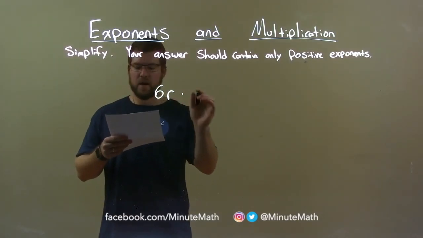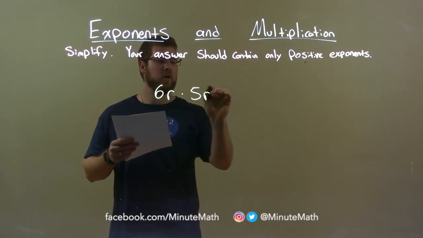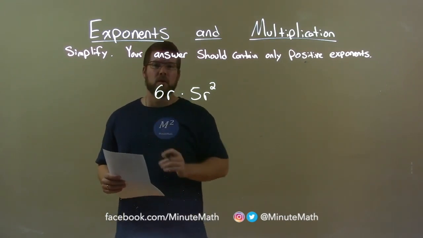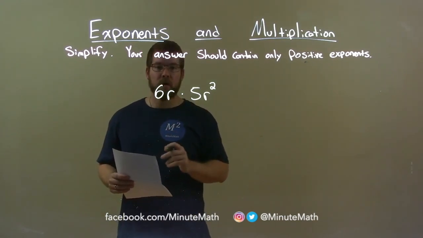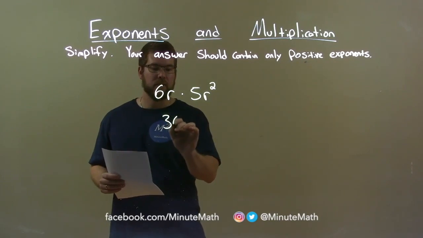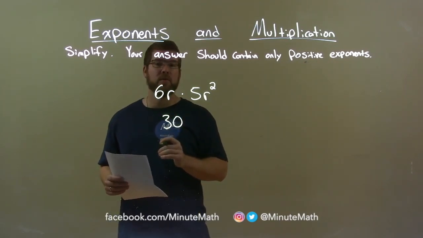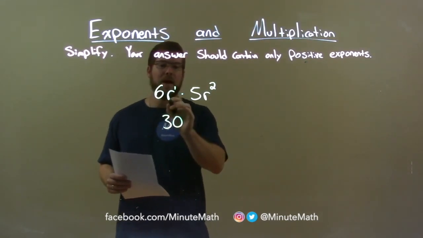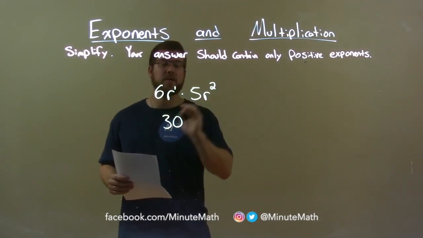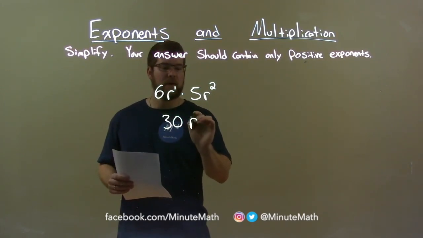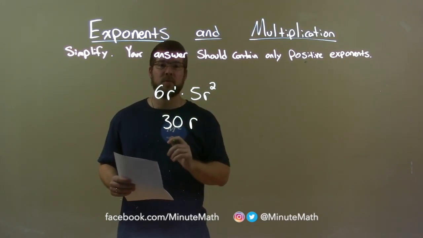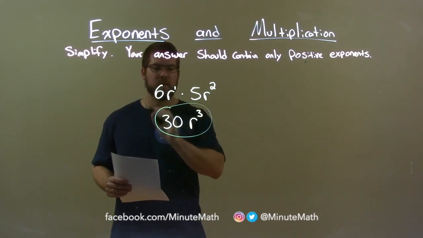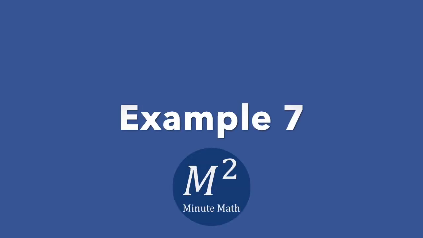6r times 5r squared. Okay? Well, we first look at the coefficients. 6 times 5 is 30. So we have 30 here. Now we have to deal with the variables. Remember, this r is to the 1st power. When we have the same base, r to the 1st power times r to the 2nd power, that base stays there, but we add the exponents. 1 plus 2 is 3, and so my final answer is 30r cubed.